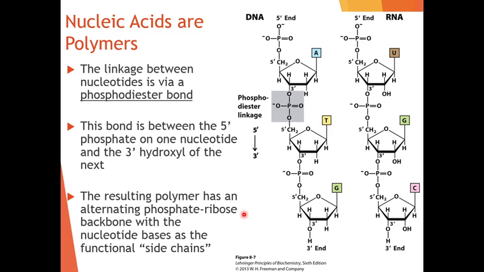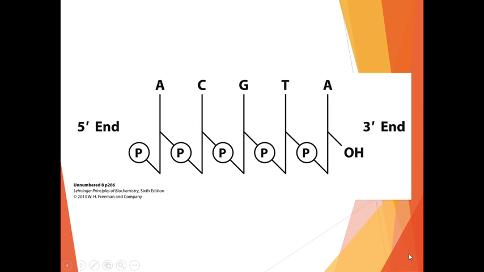The resulting polymer has an alternating phosphate-ribose backbone with the nucleobases as side chains. So if you imagine a polypeptide chain in a protein, this ribose sugar and the phosphate groups would be the polypeptide backbone, and the bases would be your side chains. You can also represent a nucleic acid in this fashion. It's just a pictorial representation where you do not show the chemical structure of a sugar or a phosphate.